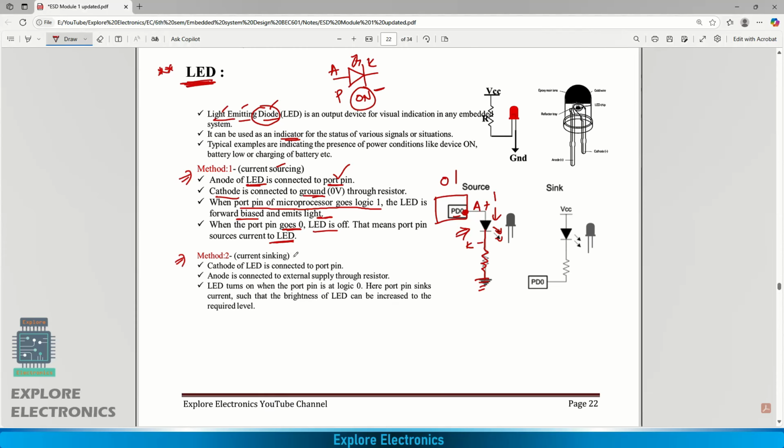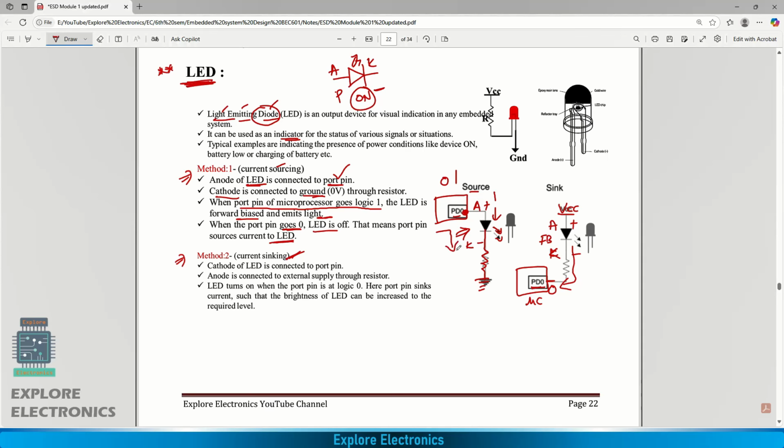The second type is current sinking. Here this end is the anode, and this end is the cathode, or we can write it as K. This end is positive and this end is negative. The anode is already connected to some positive supply, and we wait for this port of the controller to go low. If it is 0, then forward biasing happens. This is called current sinking. This port takes the current in this way.